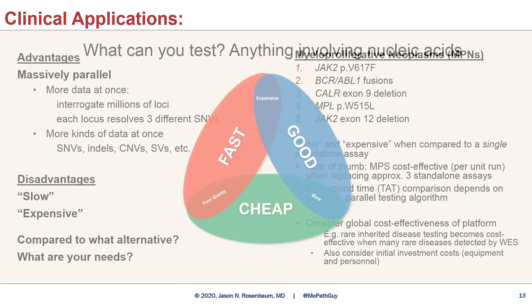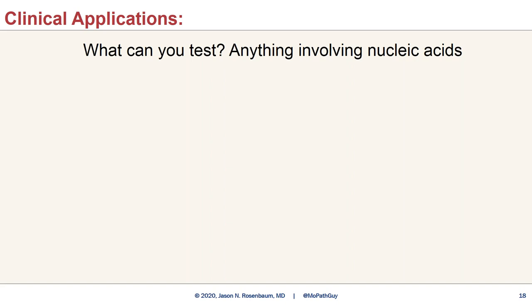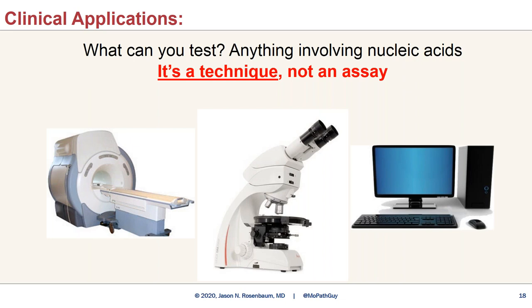The glib answer to the question, what can you test, is that you can test anything involving nucleic acids, DNA or RNA. And that illustrates the point that I think is really important, that NGS, MPS, is a technique. It's not an assay per se. And if you hear somebody saying, well, we're going to do NGS on this patient, it is about as meaningful as saying we're going to do radiology on this patient or we're going to do microscopy on this patient. It's not completely meaningless, but it's also not very informative. You need to know a bit more about what your MPS assay is capable of detecting, what it's built for, what it's not built for, in order to know whether an MPS assay is even advisable in your clinical circumstance.